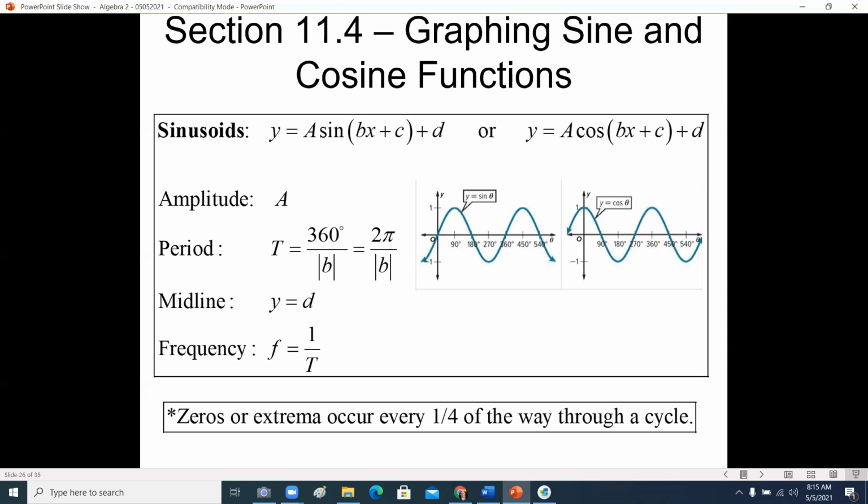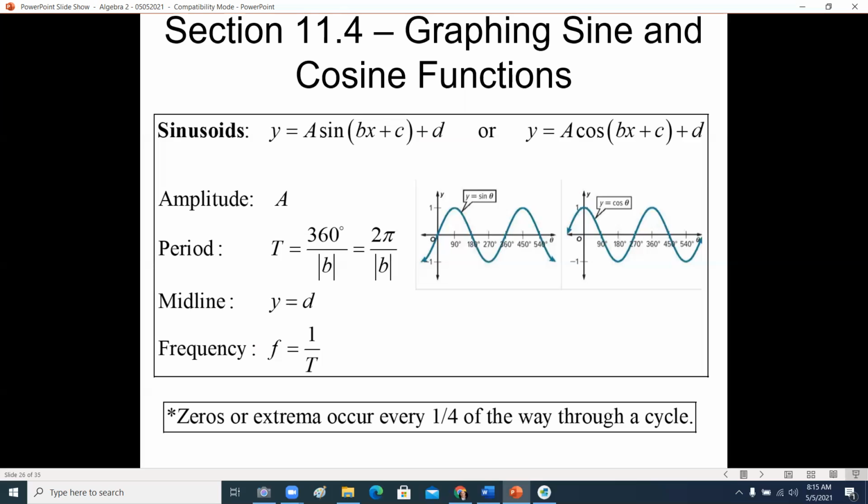Your amplitude just means how high it goes above the midline. That's all it is. How high does it go from the middle to the top? If you look at the normal sine graph, the middle is at 0 and the top is at 1. So by default, your amplitude is 1. If they don't have any number in front, then their amplitude is 1.